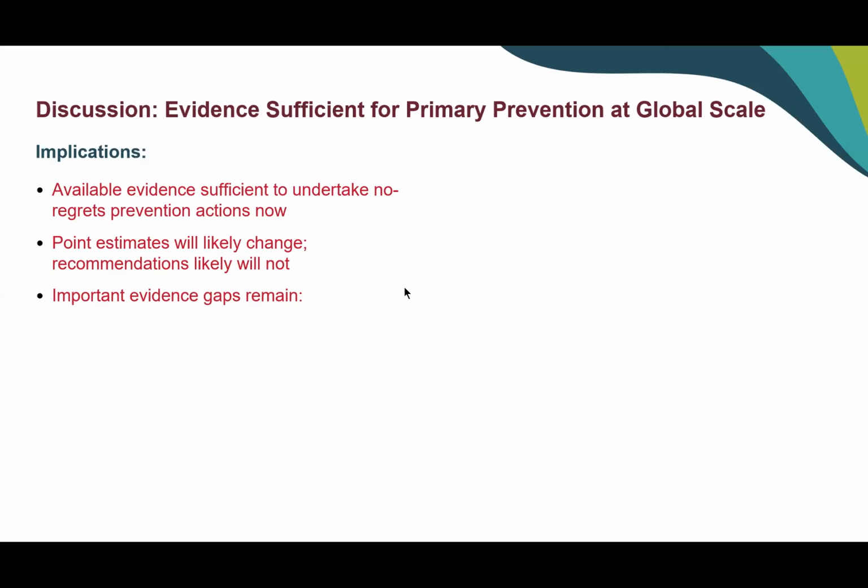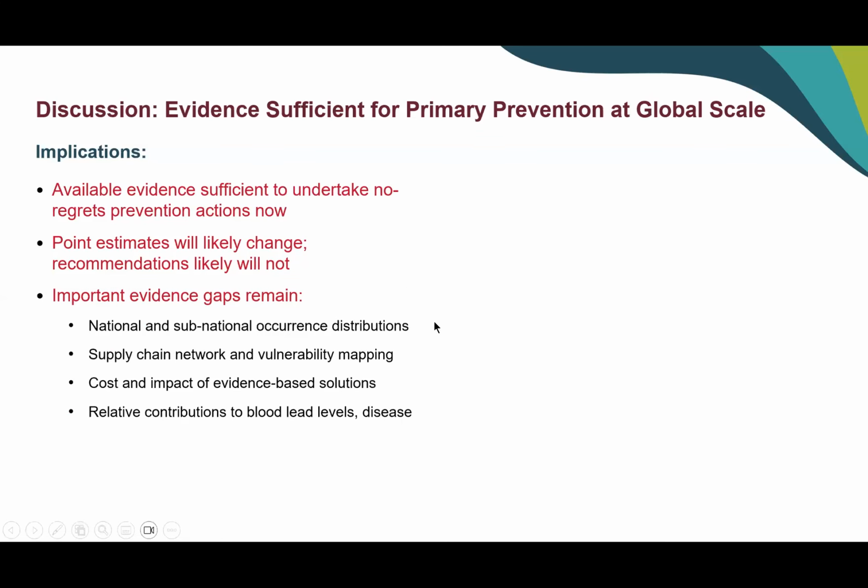Separately, however, there are important evidence gaps that could be addressed, and we could benefit from addressing those. It would be great to know more about national and subnational occurrence distributions, to look at supply chain and vulnerability mapping to understand the sources of lead-containing materials in water systems and what we can do about that, cost and impact of different evidence-based prevention and remediation solutions, relative contributions of drinking water and other sources of lead exposure to blood levels and disease.